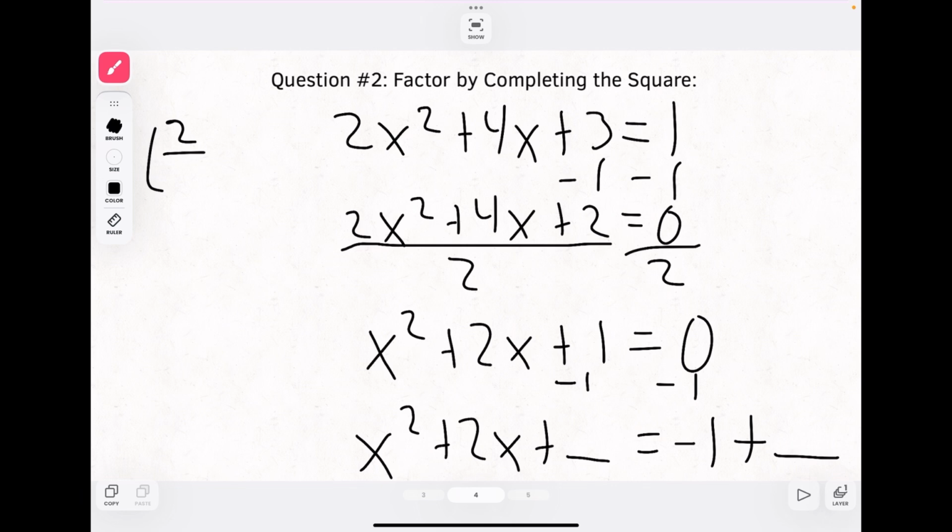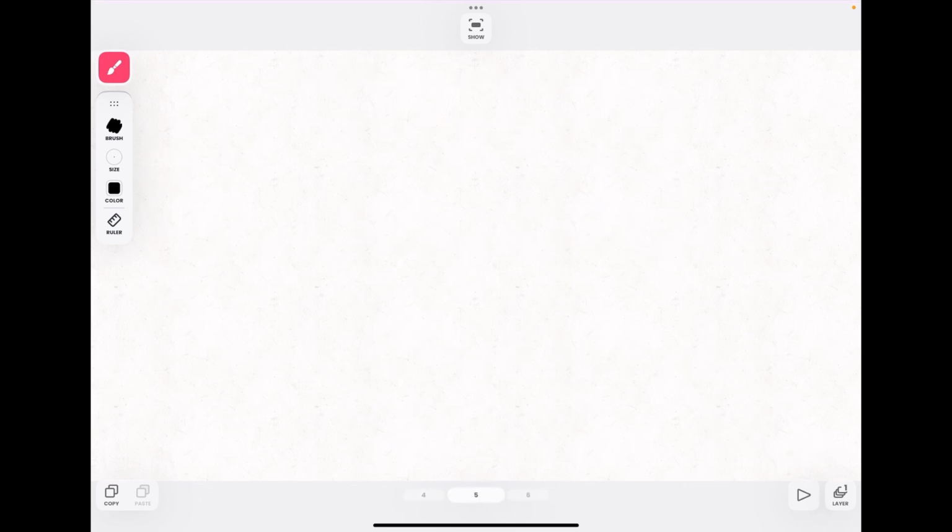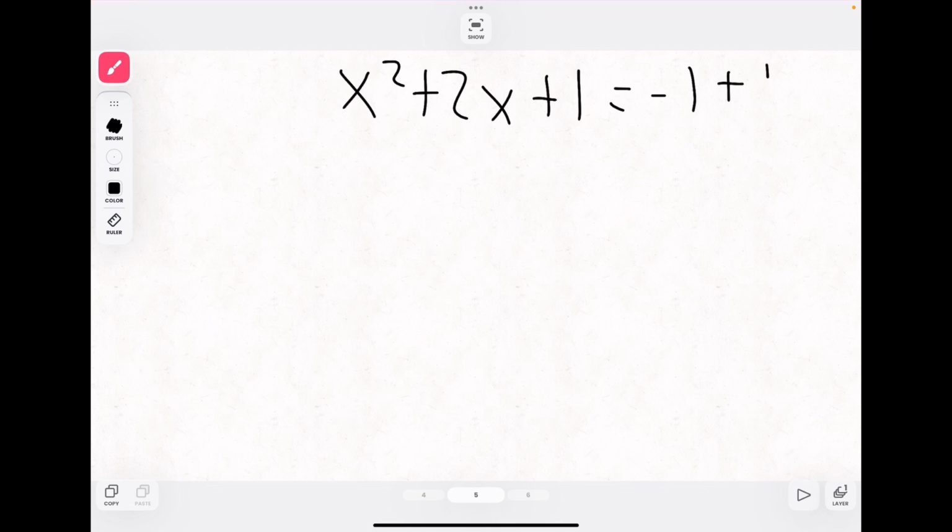But anyways, going back to the problem, we have 2 over 2 squared. Well, 2 divided by 2 is 1, and 1 squared is 1. So you're going to plug 1 into both sides of the equation. And then from here, you're just going to factor it out, which I ran out of room for, so let me quickly rewrite everything over here. So to factor everything out, again, you're just going to use the formula b divided by 2. Well, 2 divided by 2 is 1, so you're going to get (x + 1)² = 0.